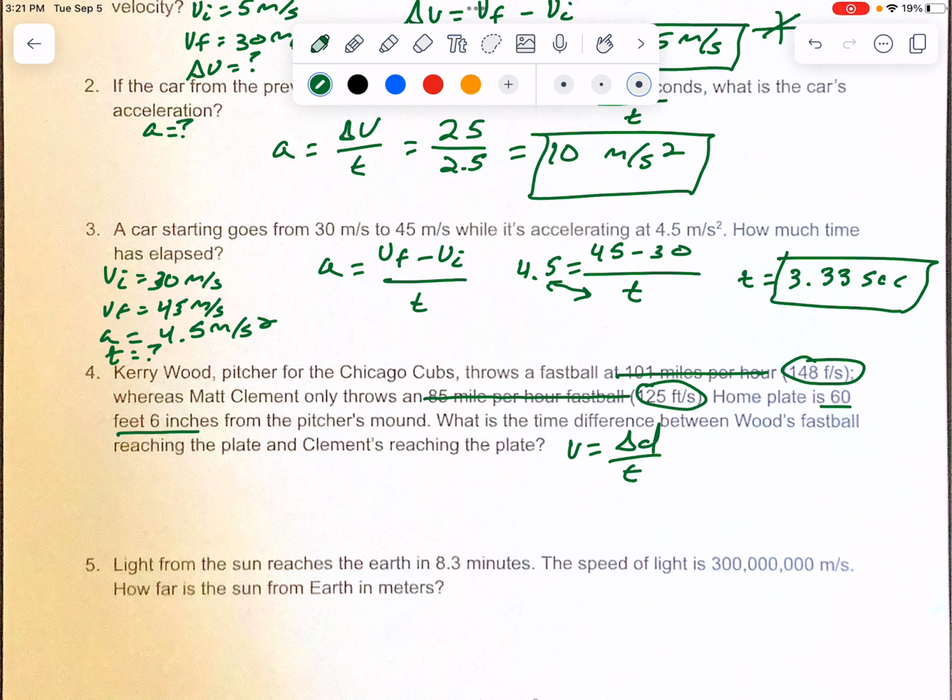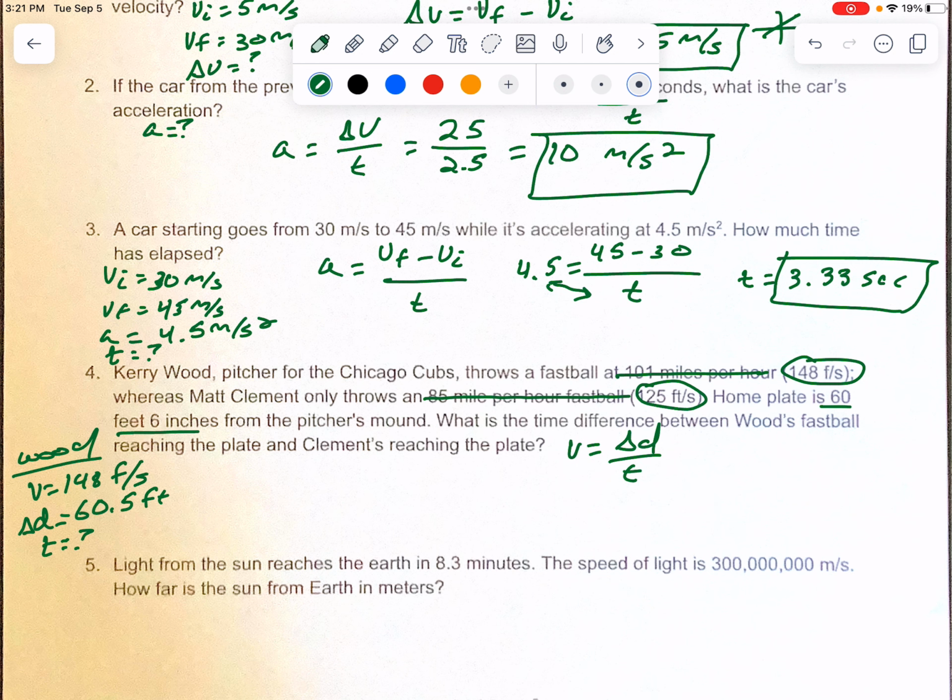Okay, so what we're going to do is solve for Kerry Wood first. So Wood, his velocity is 148 feet per second. Your displacement, now this is where you've got to be careful, 6 inches is half of a foot, so that's 60.5 feet. And then time is our question mark.